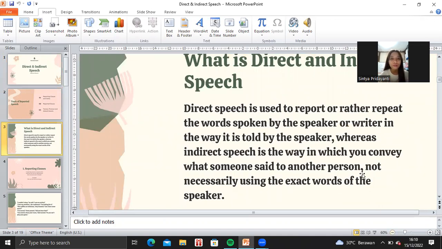So here's the definition of what direct and indirect speech are. Direct speech is used to report or repeat the words spoken by the speaker or writer in the way they were told by the speaker. And indirect speech is the way in which you convey what someone said to another person, not necessarily using the exact words of the speaker.